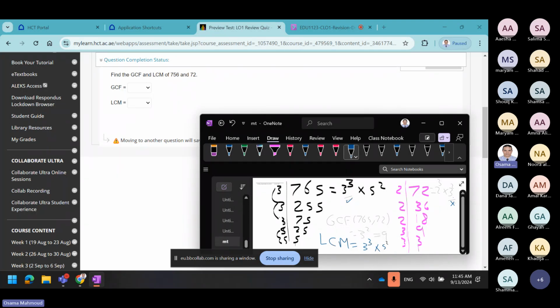5 to the power 2 times 2 to the power 3. What is this number? Can you give me this number, please?